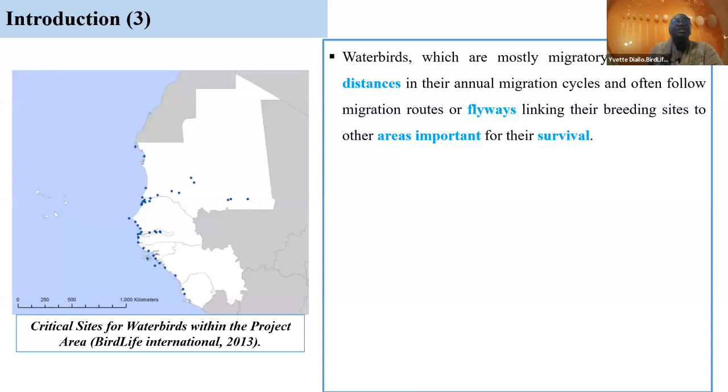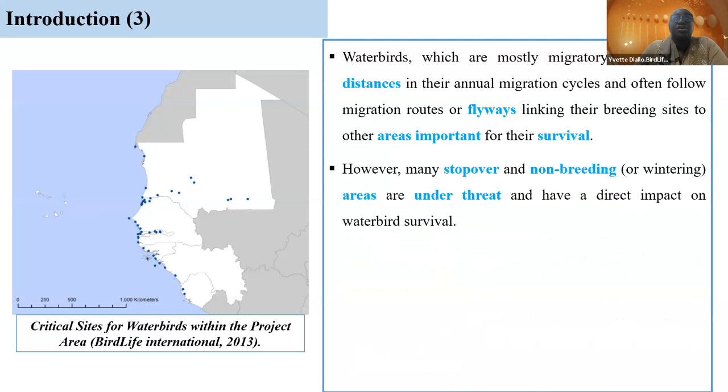In this map, we have the critical sites for waterbirds within the project area, for example the project of BirdLife, the coastal migratory bird project. Waterbirds, which are mostly migratory, can fly long distances in their annual migration cycles and often follow migration routes or flyways linking their breeding sites to other areas important for their survival. However, many stopover and non-breeding areas are under threat and have a direct impact on waterbird survival.